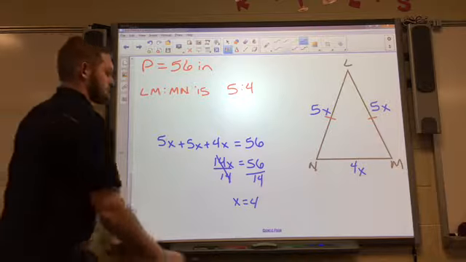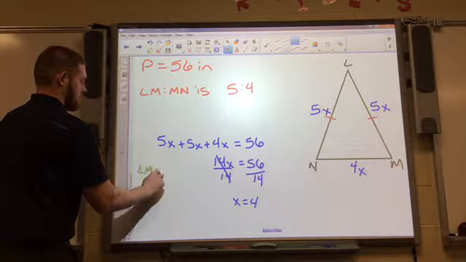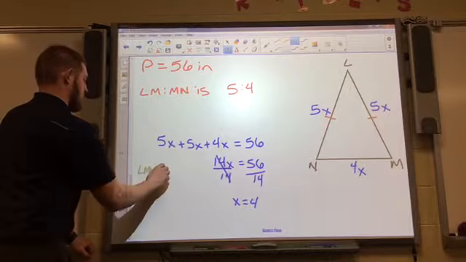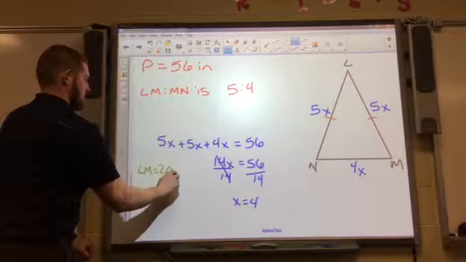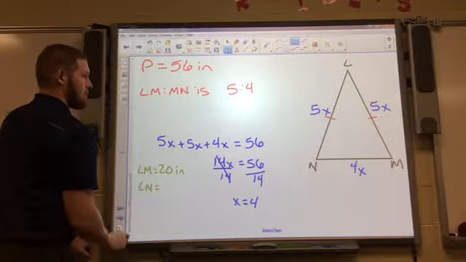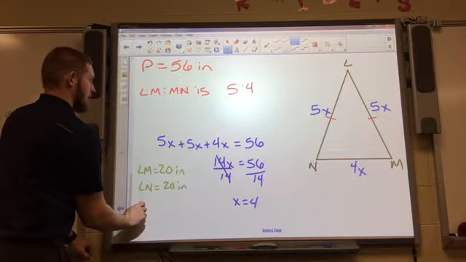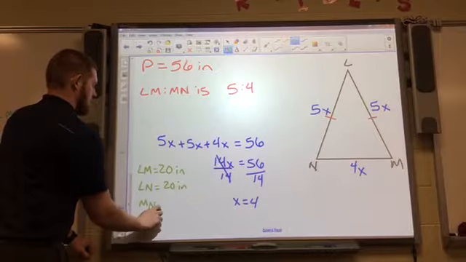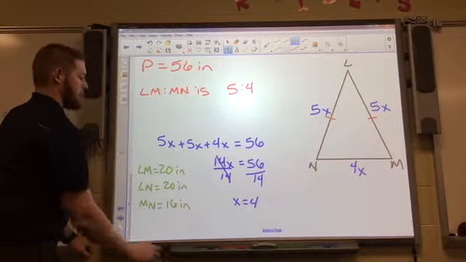So Amanda, what is the length of LM? 20 what? Inches, good. And then LN must be what? 20 inches. And MN must be 16 inches. How did we get all those?